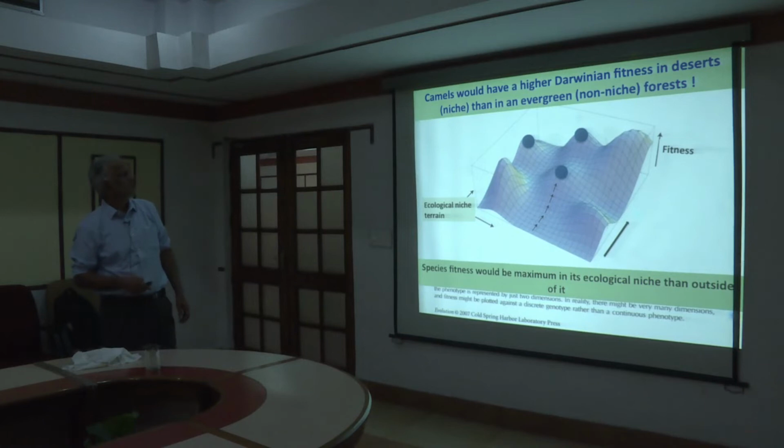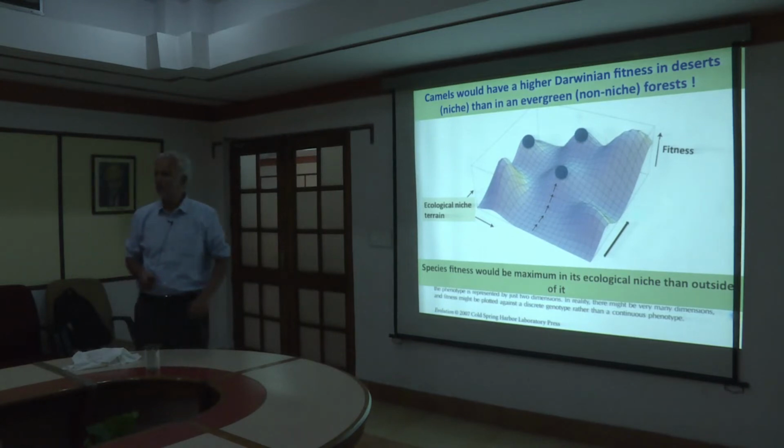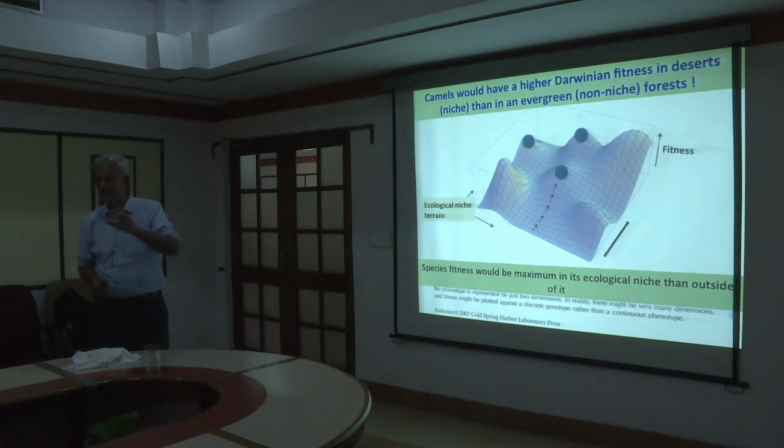Okay. So, the summary take home from this is camels would have a higher Darwinian fitness in deserts than in an evergreen forest, and so whether the camel is in the Thar desert or Sahara desert or Negev desert, they will probably have fitnesses at the maximum compared to if they were in the Amazonian rainforest or the equatorial rainforest of Africa or the Indo-Malayan rainforest of Sumatra. Are you with me on that? Okay. Any questions so far?